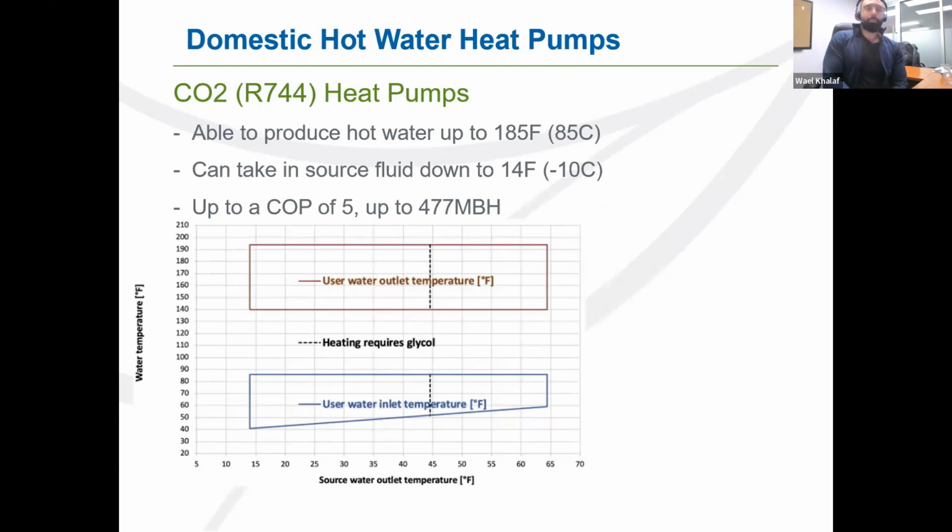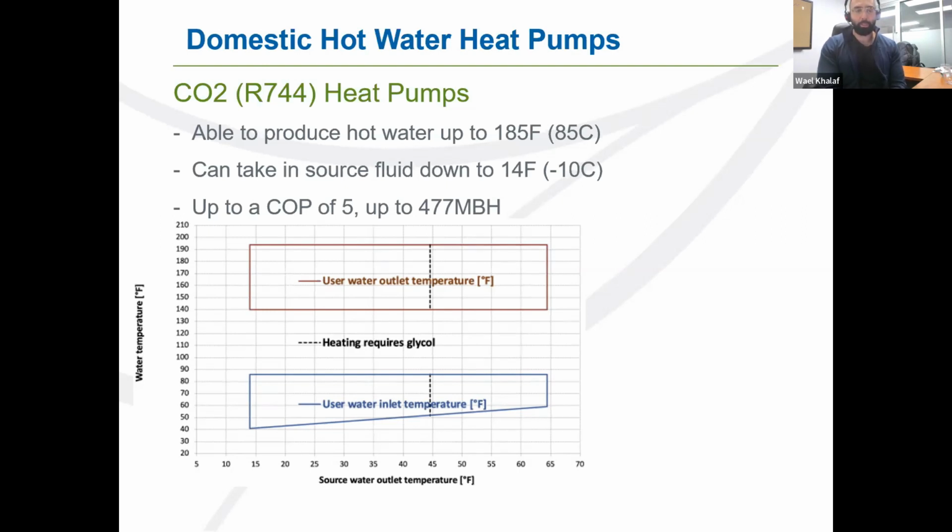Again, same concept, same machine exists, air source and water source. If I look at the water source, for example, it's very easy to produce 185 degrees Fahrenheit, and we can have on the other side source fluid down to 14 degrees Fahrenheit. And if you look at just this graph, it's really easy to get a COP of up to 5 for a machine that's able to produce 477 MBH, which is a good amount of domestic hot water production.